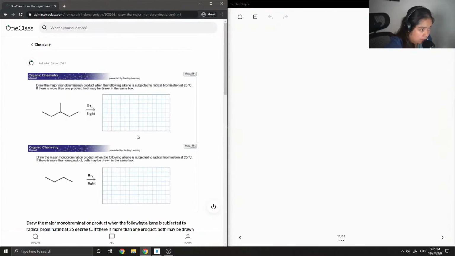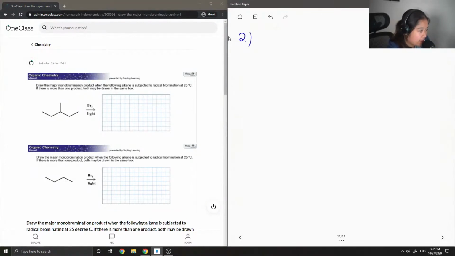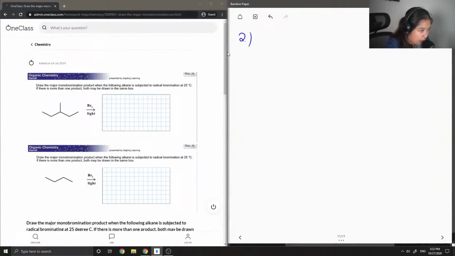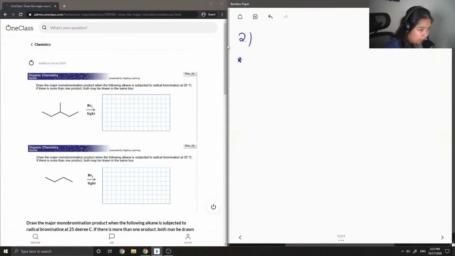Okay, so question number two. Draw the major monobromination product when the following alkane is subjected to radical bromination at 25 degrees Celsius. If there is more than one product, both may be drawn in the same box. So before I answer, I'm just going to write what the stability of the alkyl free radicals are, because that will help us answer our question.